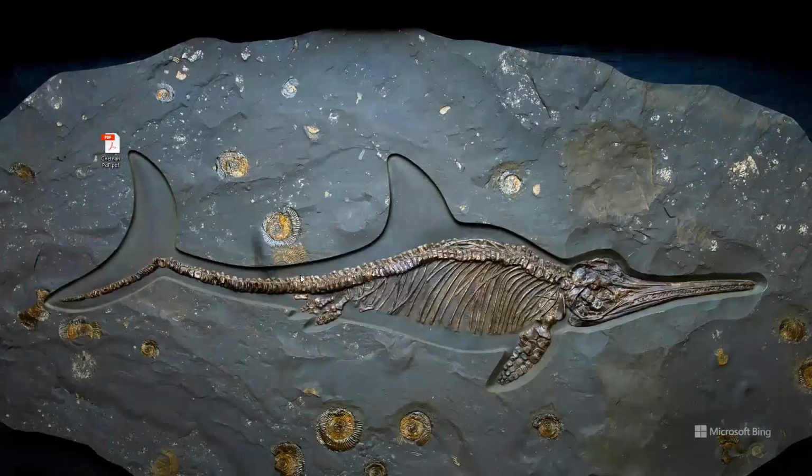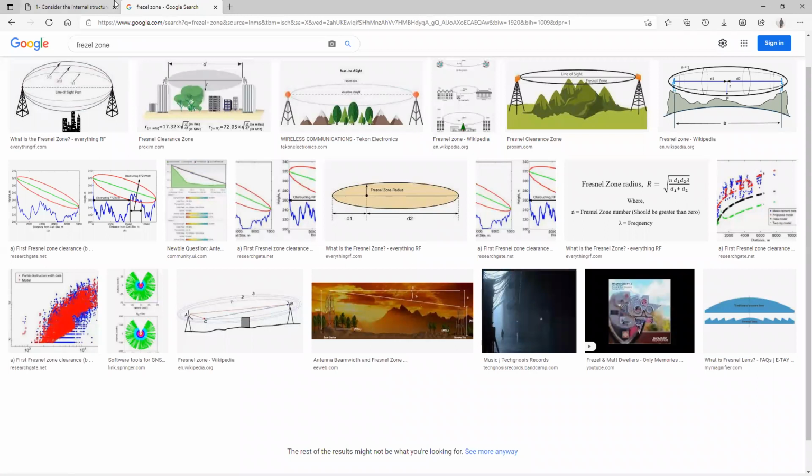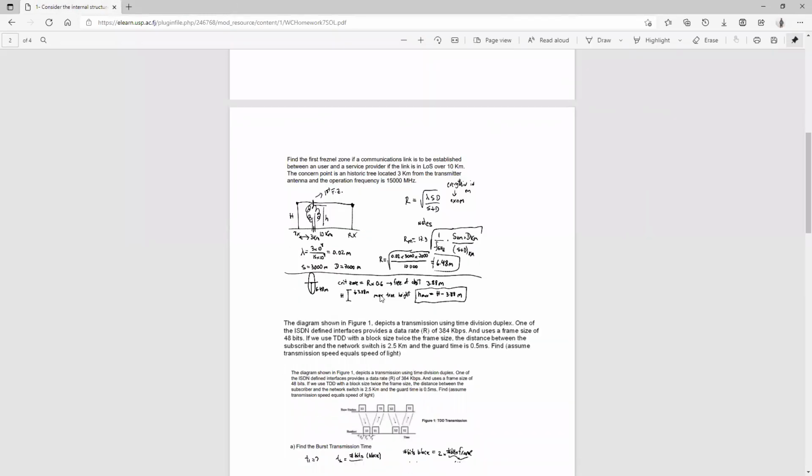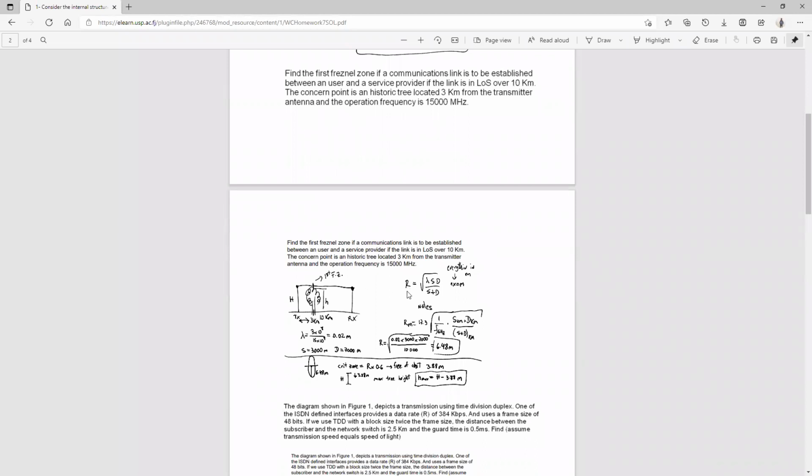Okay, great. So let's go back to the question. I don't want to spend much more time, I don't like speaking on the same thing over and over again. So let's just quickly go over this. The frontal zone is actually given by R, the frontal zone radius at that particular point.